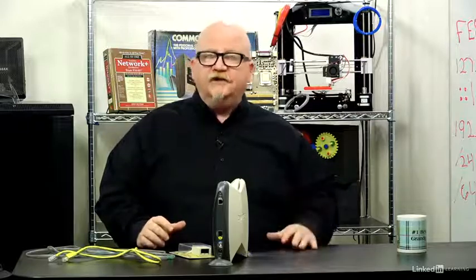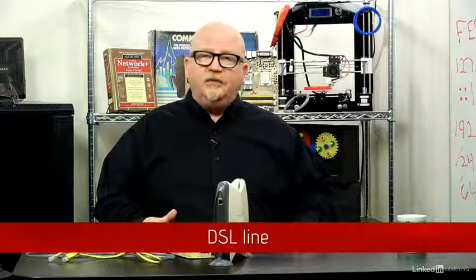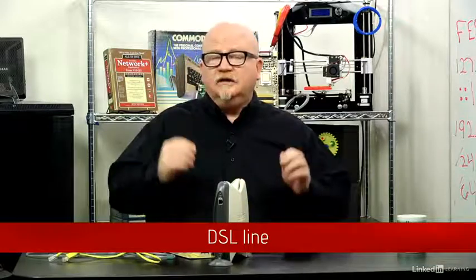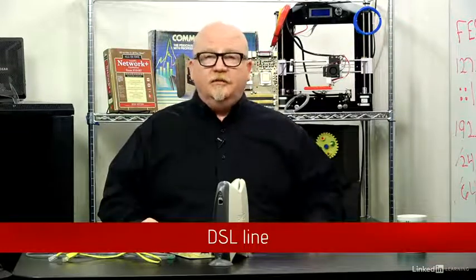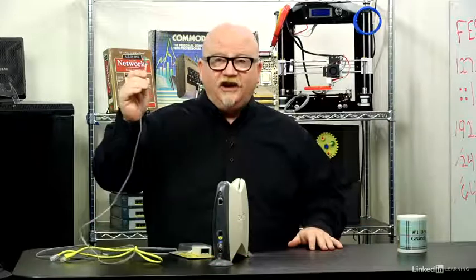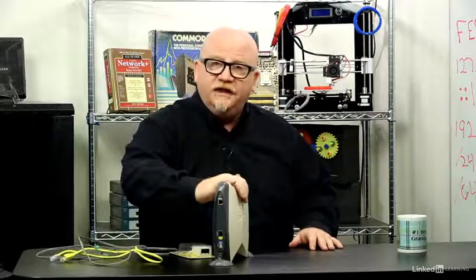So DSL comes from telephone companies. A telephone company would provide a special DSL-capable line. This was the same line that your telephones were on. Remember when telephones were hooked on RJ11 cables? What you would do is plug into your wall jack, and you would plug into one of these.